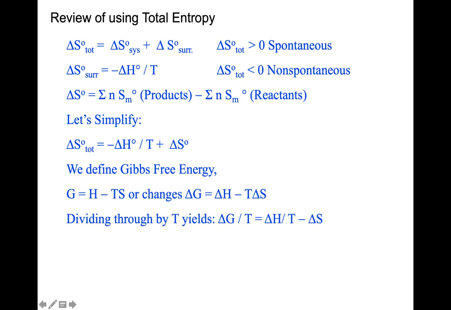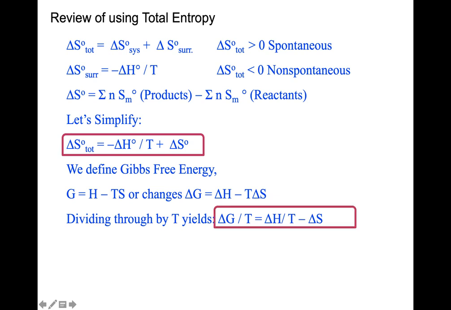If we divide through this equation by T, we get delta G over T equals delta H over T minus delta S. If we look at this equation that I've circled in red and this equation that I've circled in red, and look back and forth at those, it looks very similar, doesn't it? It looks like delta G over T is just the negative of delta S total. So delta G equals negative T delta S total. So if delta S total positive means spontaneous, then delta G negative means it's spontaneous.